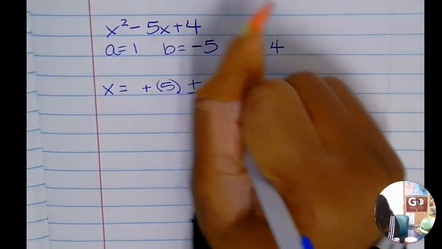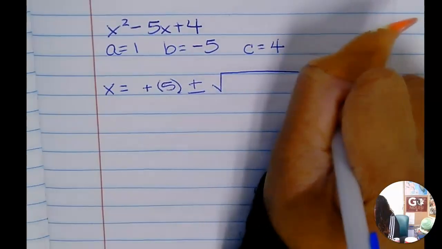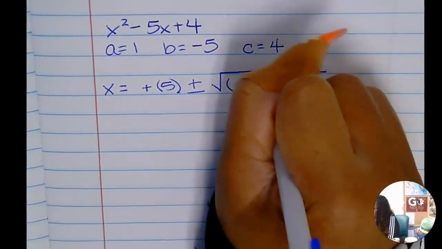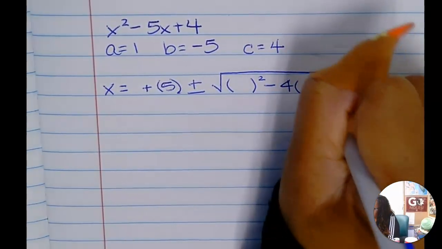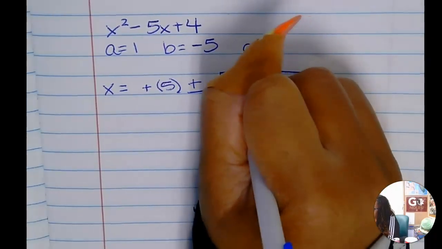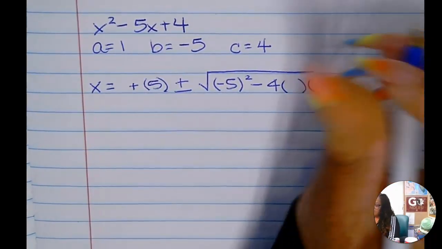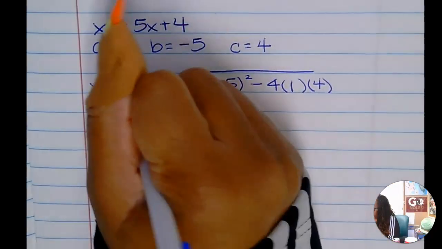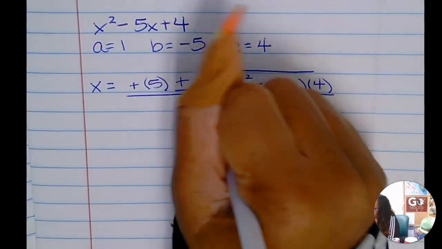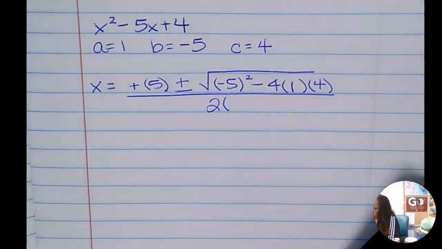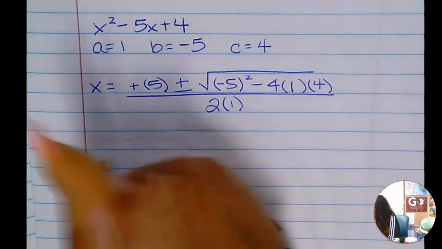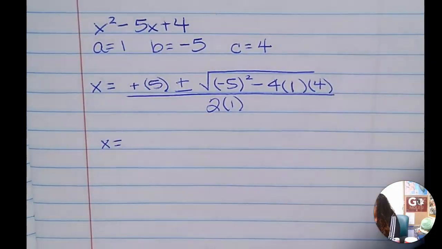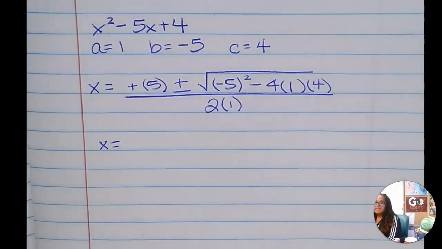Plus or minus the square root of, who goes here? Negative 5. And who's a? And who's c? And it all gets divided by 2 times 1, which is just 2. I really didn't need to write that 1. Then who goes in Desmos?